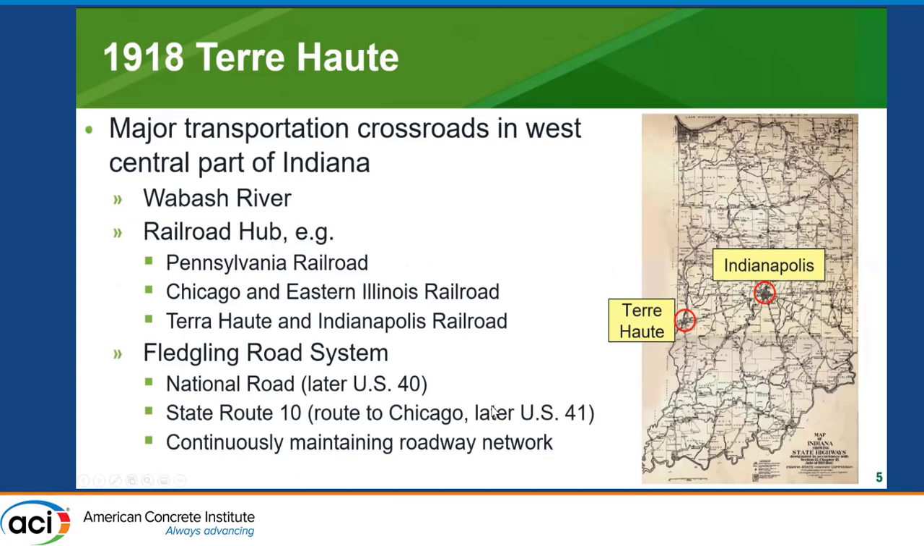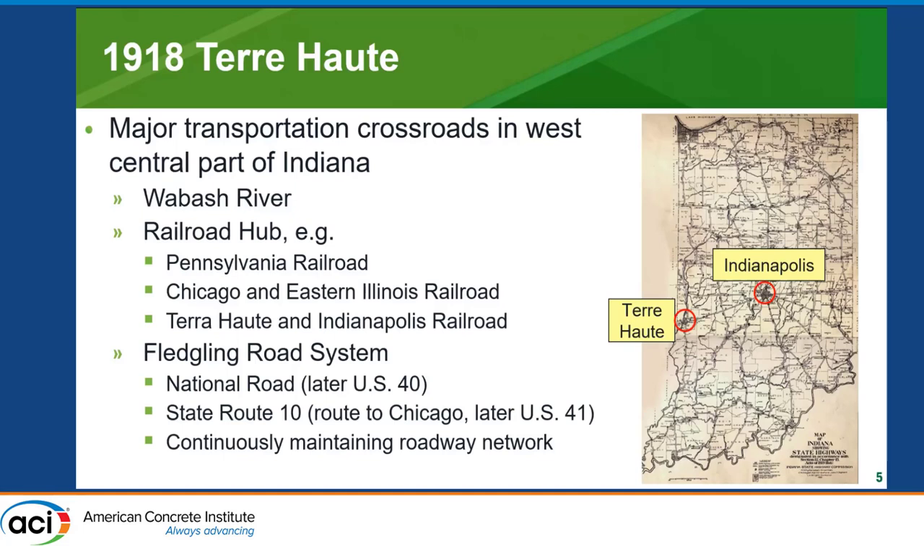So now I want to turn to Terre Haute, because this is where this 1918 overlay project was constructed. In 1918, Terre Haute was a major transportation crossroads located in the west central part of Indiana. You can see from the map on the right-hand side of the screen, it's located essentially just west of Indianapolis and slightly south, on the Wabash River. So it was a hub that served not only river transport, being located on the Wabash River, it was also a hub for several major railroads.